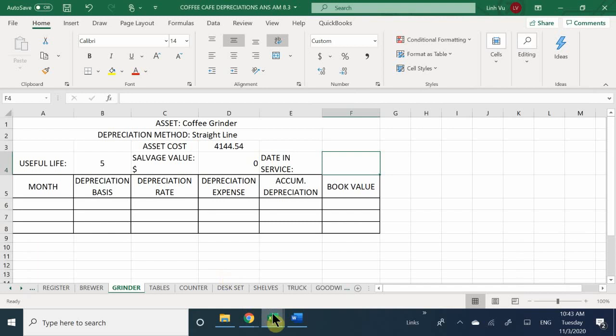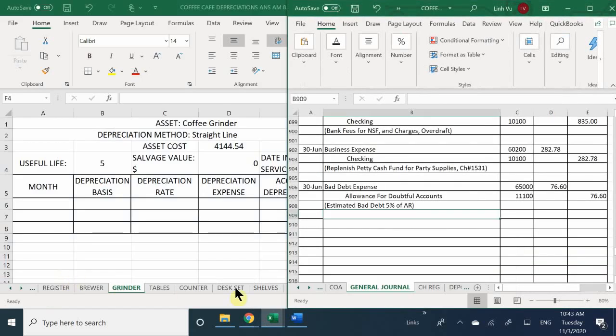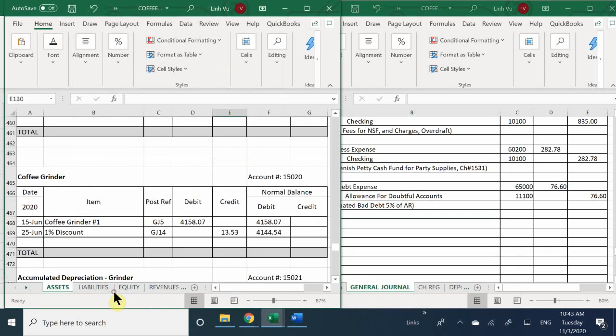Because the coffee grinder, oh, I can't find the coffee grinder. We did a lot of extra work into it. So when did we actually place it into service? Or when did we actually have it ready? We need to take it from miscellaneous suspense. Mm-hmm. Which, what was the date on that?